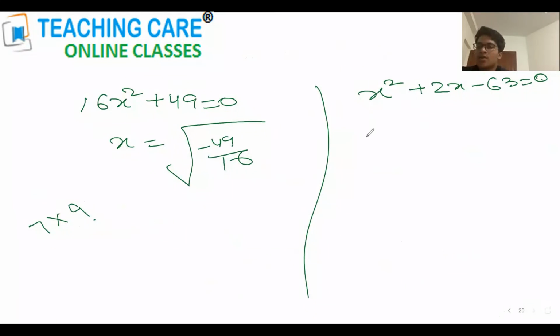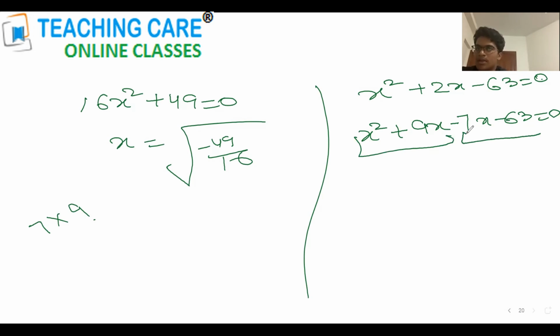Okay. So x square plus 9x minus 7x minus 63. Very nice. Yes. Okay. Now, teacher, without dividing the equation by 2, how do we solve that one?